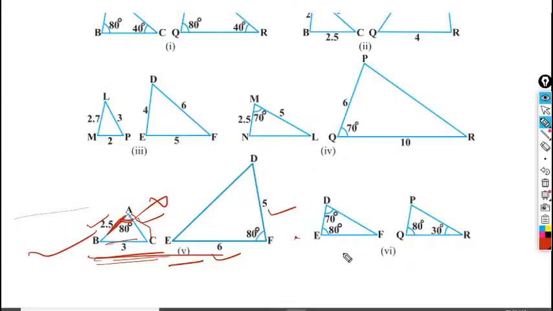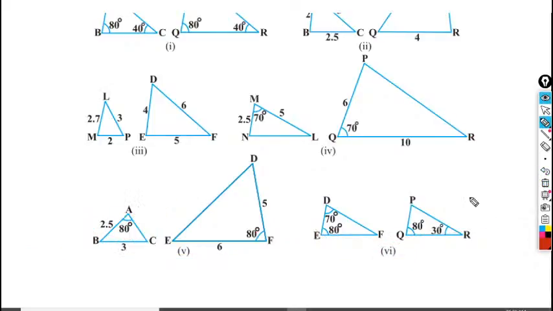So again we'll move to VI. So here in VI we will compare. First we'll delete. VI में देखेंगे हम. VI, here you can see two angles. Okay, two angles are there. We have a criterion: if three angles of one triangle are equal to the corresponding three angles of another triangle, then these two triangles must be similar.